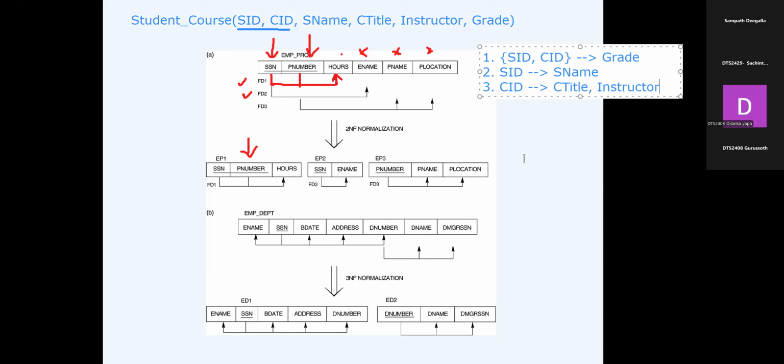Now, tell me, in which normal form is this relation? Tell me whether it's in the 0th normal form or the first normal form. Then make sure that you decompose the relation into second normal form. Give me the answer in the chat.